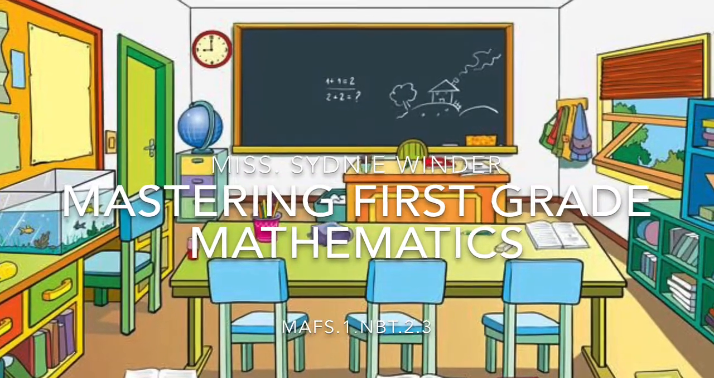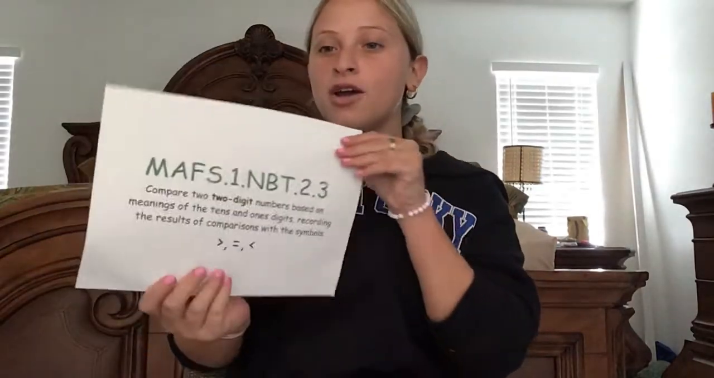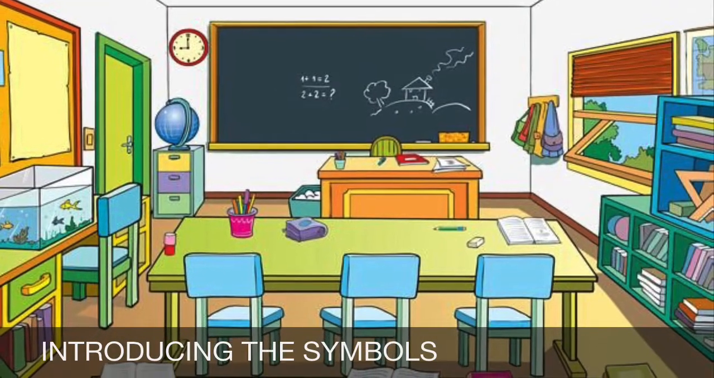My name is Miss Winder, and today we are going to be learning and hopefully mastering a very important first grade skill. This skill is this one right here. So the first sign that I want to show you is going to be the greater than sign. Keep in mind that these symbols are going to stand in the middle of the two-digit numbers we're comparing. We're going to have one number right here, one right here, and then the symbol in the middle. Right now, the symbol in the middle is the greater than sign. Now I'm going to switch it and introduce to you the less than sign.